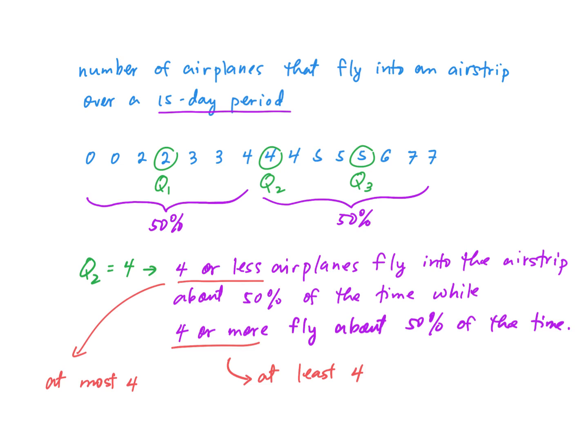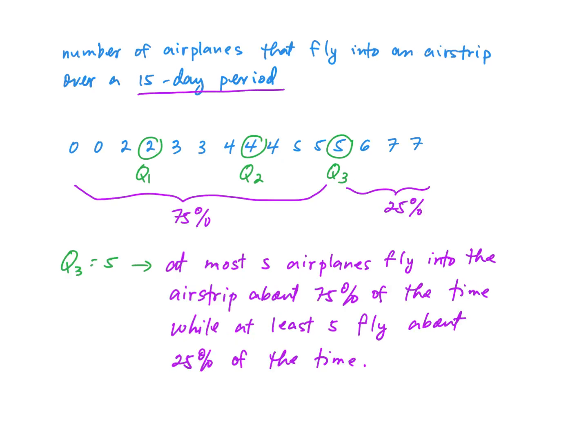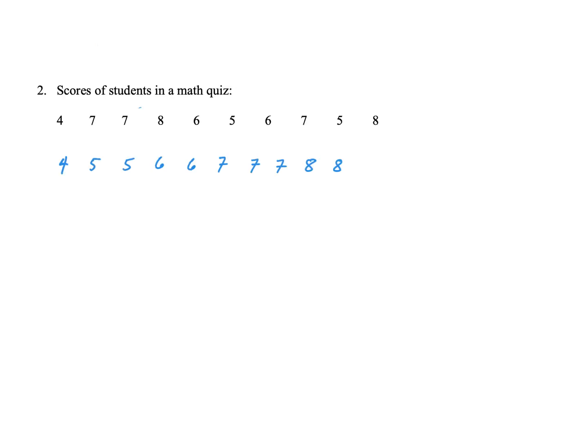And instead of 4 or less, we can say at most 4. And instead of saying 4 or more, we could say at least 4. For Q3 equals 5, we could say at most 5 airplanes fly into the airstrip about 75% of the time, while at least 5 fly about 25% of the time. Let's take another example, and let's arrange the values from least to greatest.